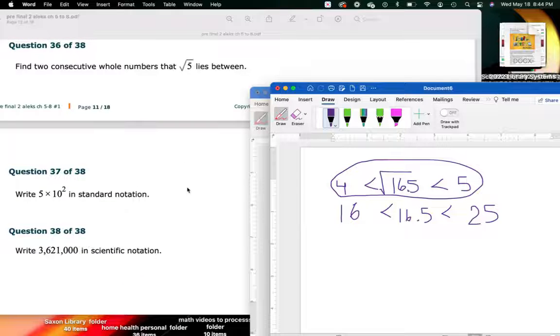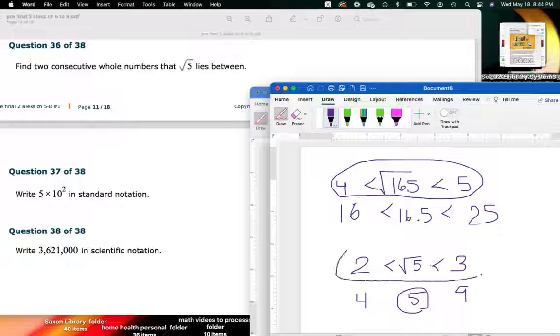Number 36. Find 2 consecutive whole numbers that square root of 5 lies in between. So we're going to do that like the one we just did. Remember that the square root of 4 is 2. Okay, and 3 squared is 9. So the answer is going to be between 2 and 3. Let's check by squaring. 2 squared is 4. Square root of 5 is 5. 3 squared is 9, and 5 does indeed lie in between 4 and 9, so this is the correct answer. Square root of 5 is between 2 and 3.